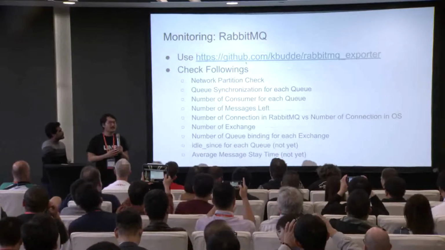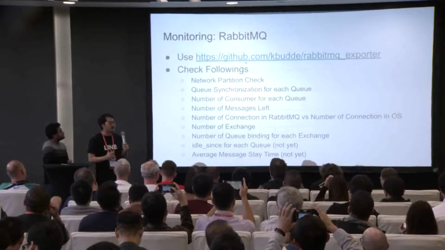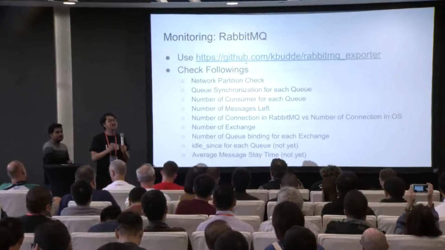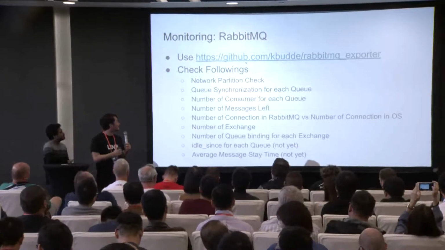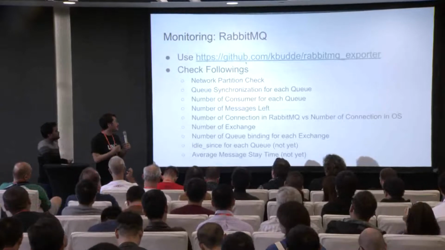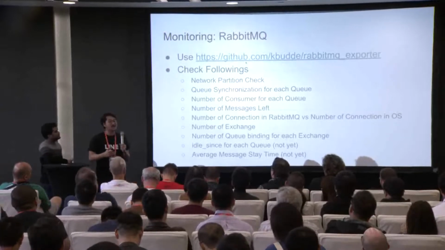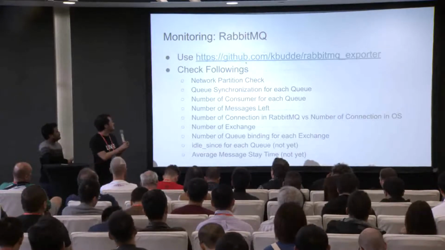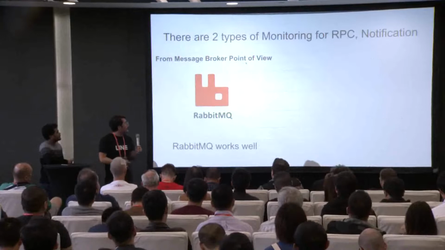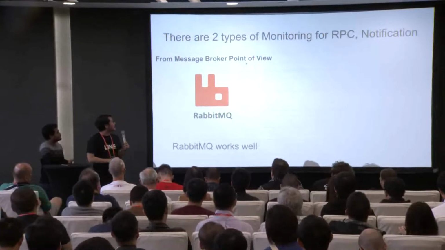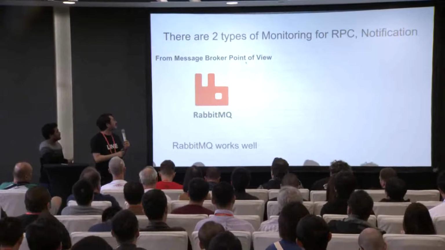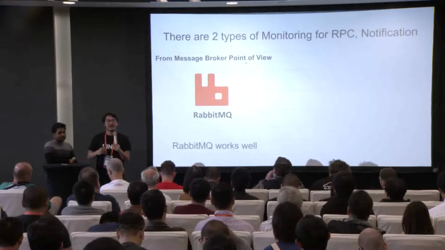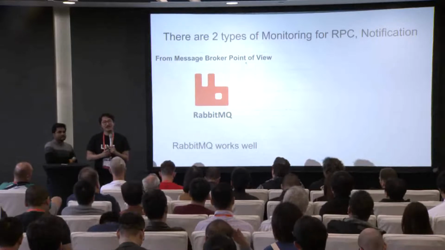And then we can judge whether a network partition has happened or not, and also the queue synchronization status for each queue. And also the total count of the RabbitMQ resources, like consumers, messages, connections, exchanges, and so on. By using these exporters, we could easily monitor these items. And as I explained in the previous slide, this RabbitMQ monitoring itself can be easily done by just deploying one Prometheus exporter.